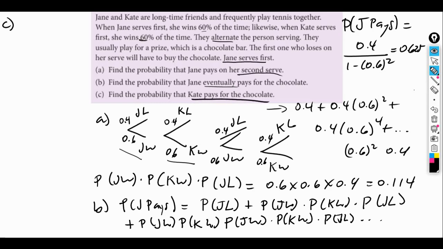Notice that this would just be the complement of B. So the probability that Kate pays is going to equal 1 minus the probability that Jane pays, which was 0.625. So this will be 0.375. We could also have answered using an infinite geometric series, but I will leave that to you as an exercise.